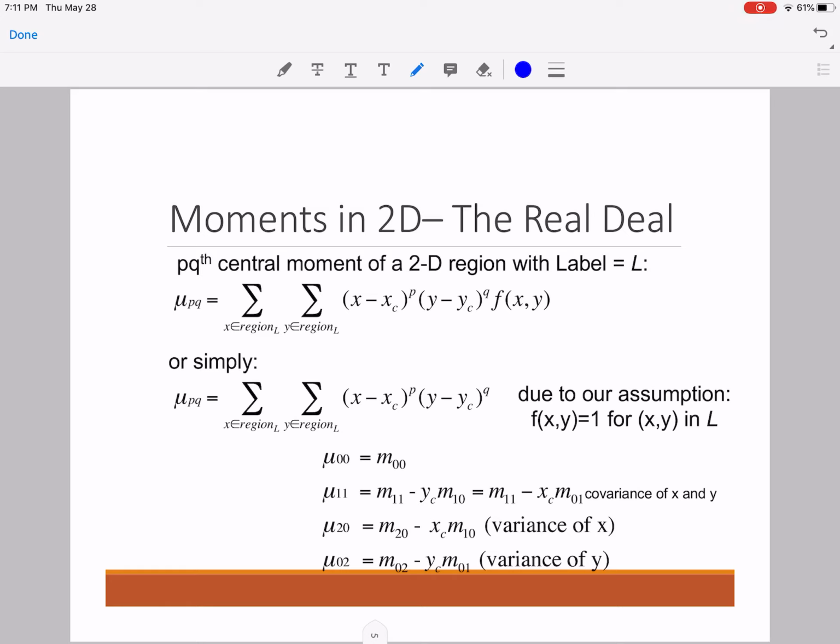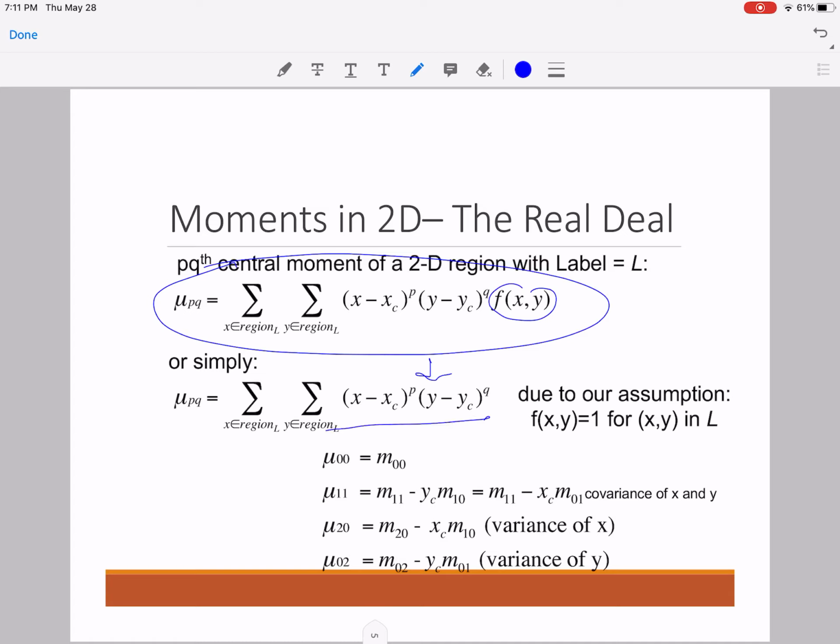Principal component analysis also depends on the central moments, and central moments are obtained in this manner right here. To find the pqth central moment, you apply this double summation formula. The reason you perform this double summation is because the images you're trying to analyze are 2D. So that's going to be the double summation of x minus xc to the p times y minus yc to the q times fxy. Because we have assumed that fxy is equal to 1 if we are focusing on a particular label, this boils down to this simple equation right here. Mu pq is the double summation of that entire thing.